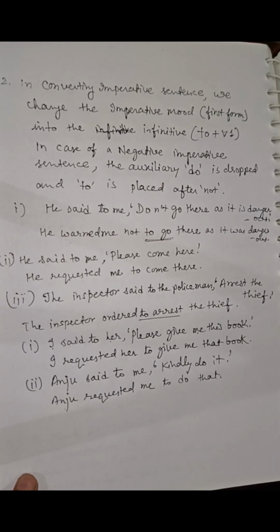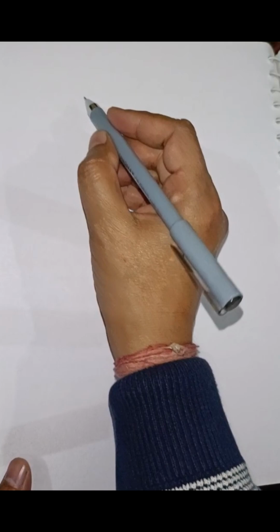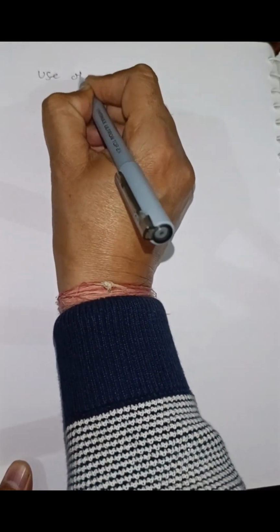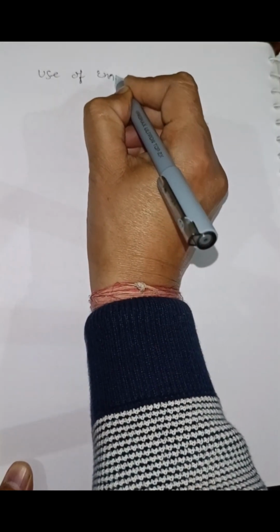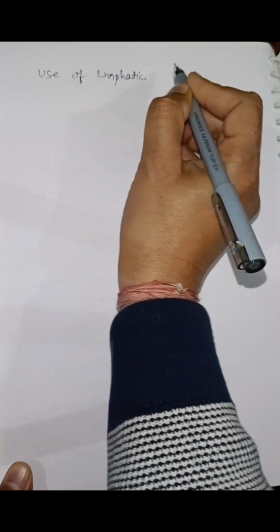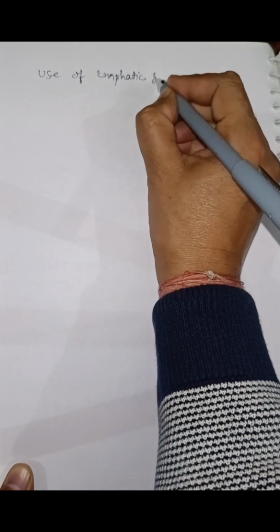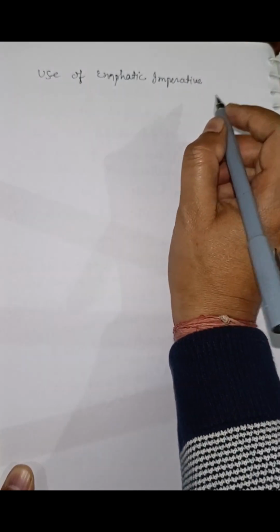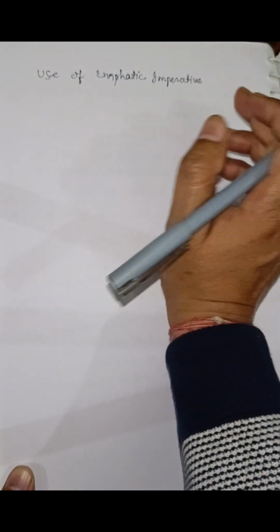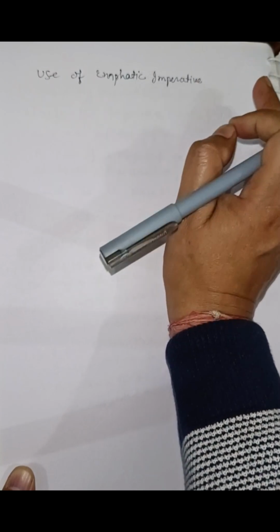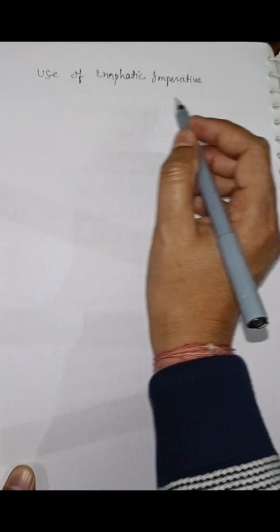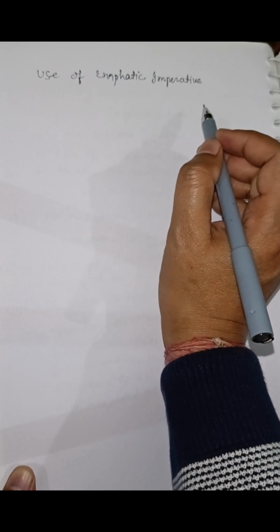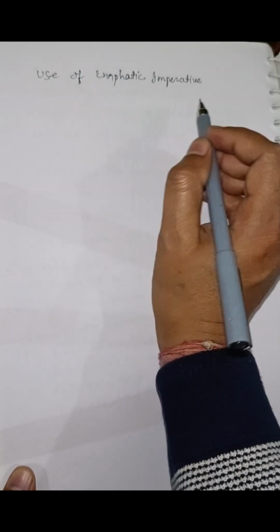Now we have the use of emphatic imperative do. Emphatic means something which is said with force. Okay. Like if I ask somebody to come to my home in a normal way, I'll say, come to my home, please. If I want him to come on an urgent basis, then I would say, please do come to my home. Okay, that is an emphatic imperative.